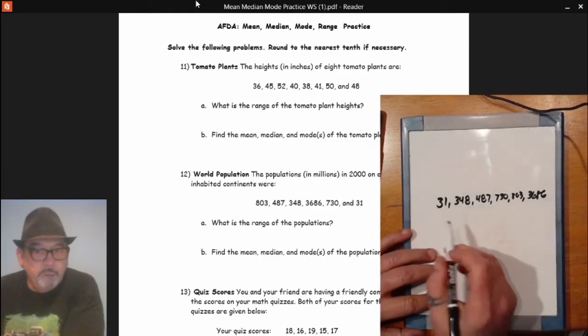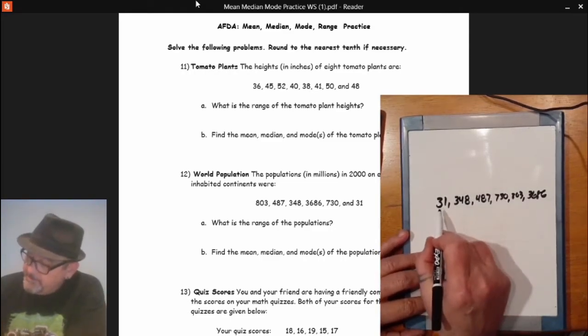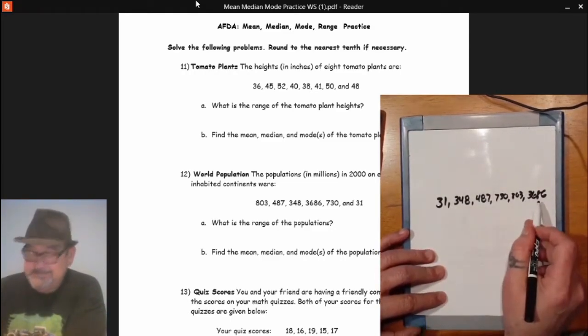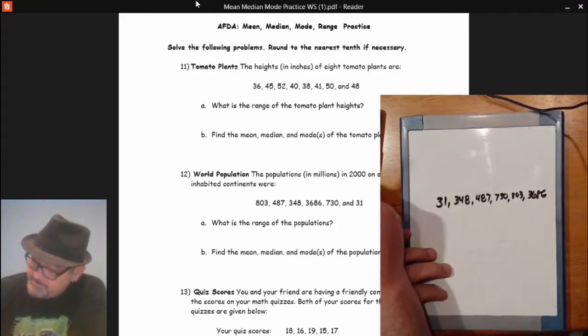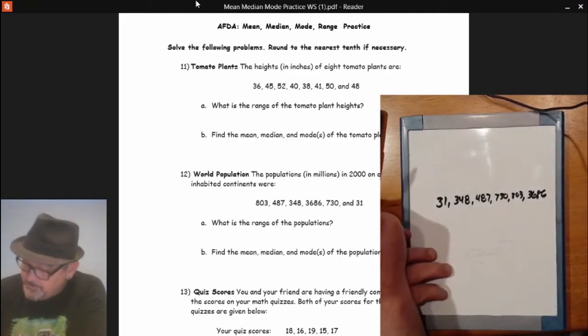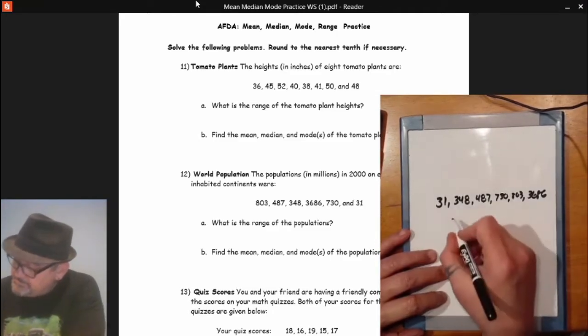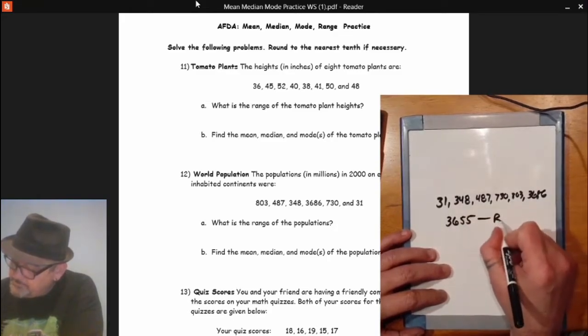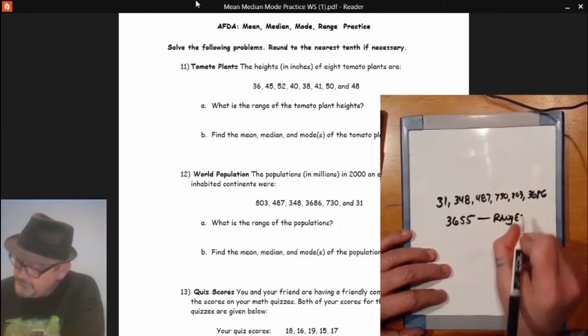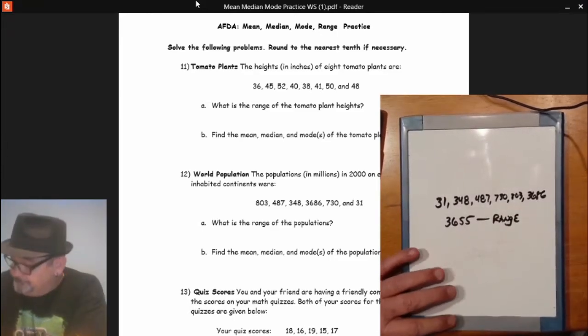So, what is the range? Well, it's going to be from 31 to 3,686. So 3686 minus 31, that's 3,655 is the range. And that's in millions, remember.